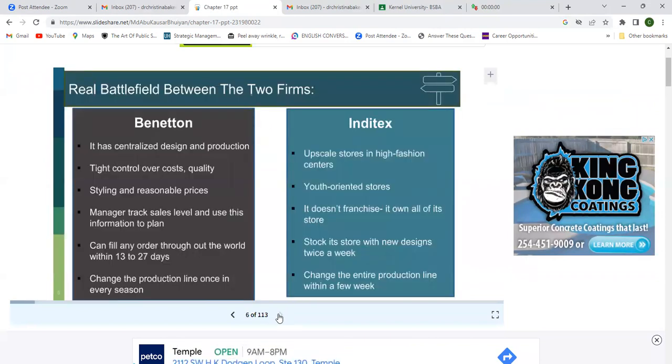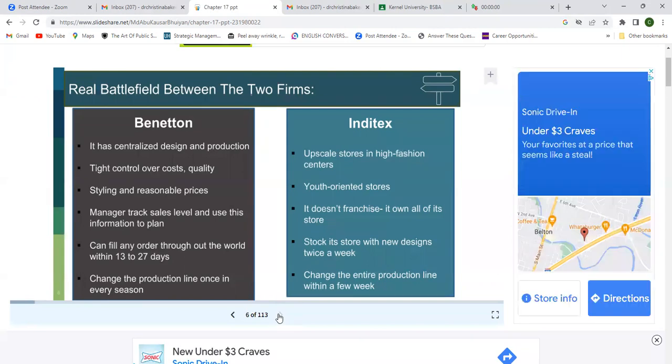Benetton is the one in Mexico. It has centralized design and production, tight control over cost, quality, styling, and reasonable prices. Managers track sales levels and use the information in planning, and fill any order throughout the world in 3 to 27 days. They change the production line once every season.